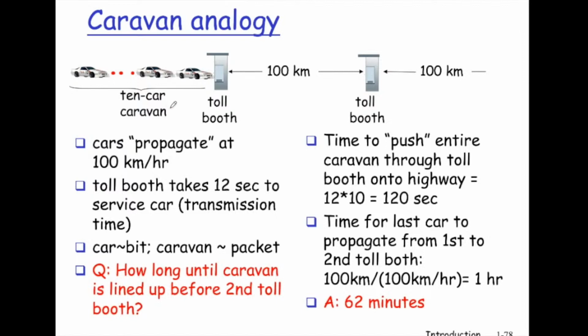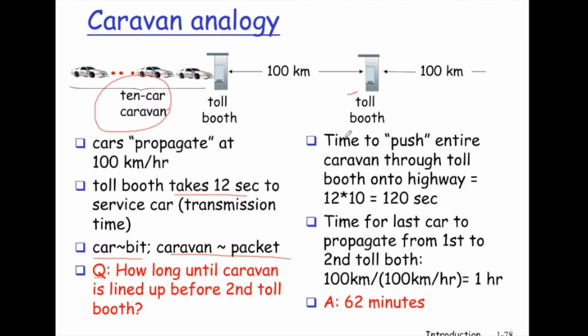What you're seeing here is a caravan of 10 cars. Think of cars being bits and the caravan being a packet. So we have a packet containing 10 bits in a sense. The cars will be propagating at the speed of 100 kilometers per hour over 100 kilometers, reaching the second booth. Toll booth number 1 here takes 12 seconds to service a car. The question here is asking how long until the packet is lined up before the second router.